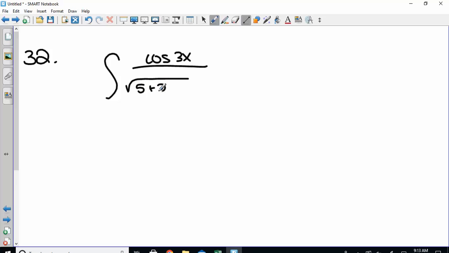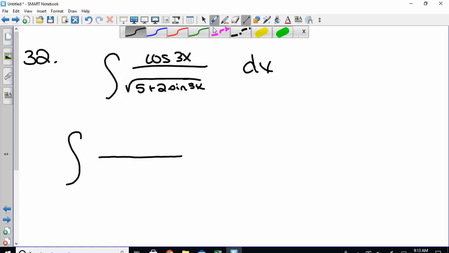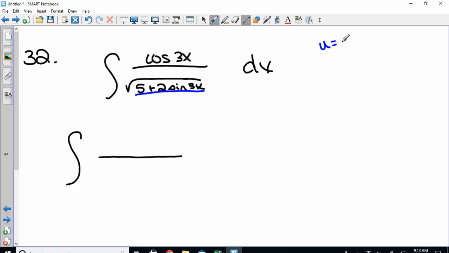So we always have to decide what to let your u be. Because I have to rewrite this integral so it doesn't have any x's. And the reason I have to do that is because it's a quotient. I have no way of writing this without a quotient, so I have no other option. We can't do the quotient rule in reverse. So you take that inside, and that is going to be our u. So my u is going to be the 5 plus 2 sine 3x.